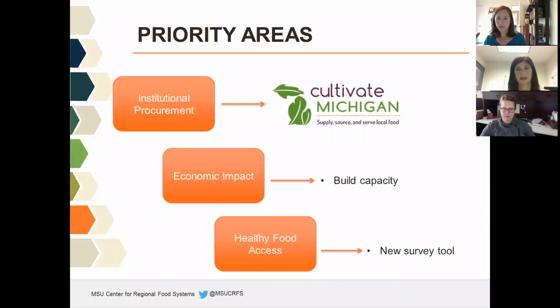Our shared measurement project started with a stakeholder engagement phase in the fall of 2014. Through that phase, we were able to identify what areas were of greatest interest among stakeholders and partners involved in food system work in Michigan. Through those conversations, interviews, and surveys, 3 priority areas rose to the top: institutional procurement, economic impact, and healthy food access. Of course, today our focus is on that 3rd priority of healthy food access.